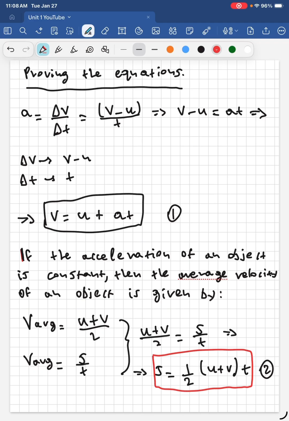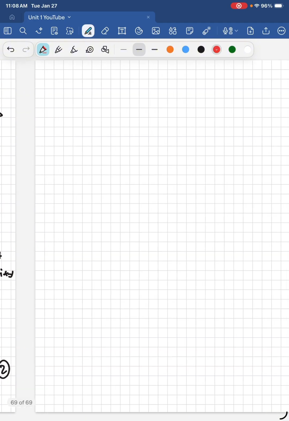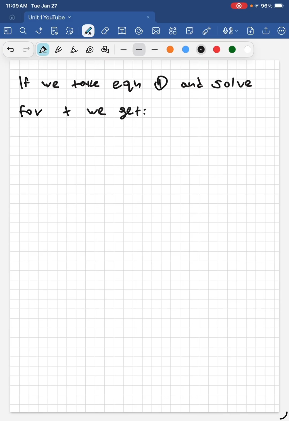All right, so let's do one more thing now. If we take equation 1 (EQN means equation, okay?) and solve for t, we get v minus u over a is equal to t, okay?